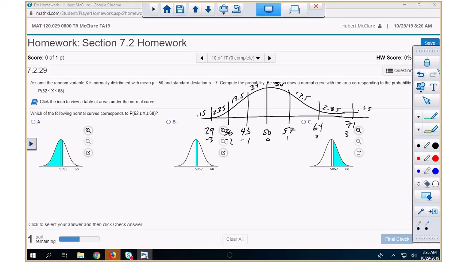So, this says between 52 and 68. So I take my blue marker and I'm going to do 52. 52 is going to be right in here, right? And that's going to be that area. Now remember, if you don't have a calculator, you're going to have to take the smaller away from the what? The larger. So that's your smaller. And then 68 is going to be in here somewhere.